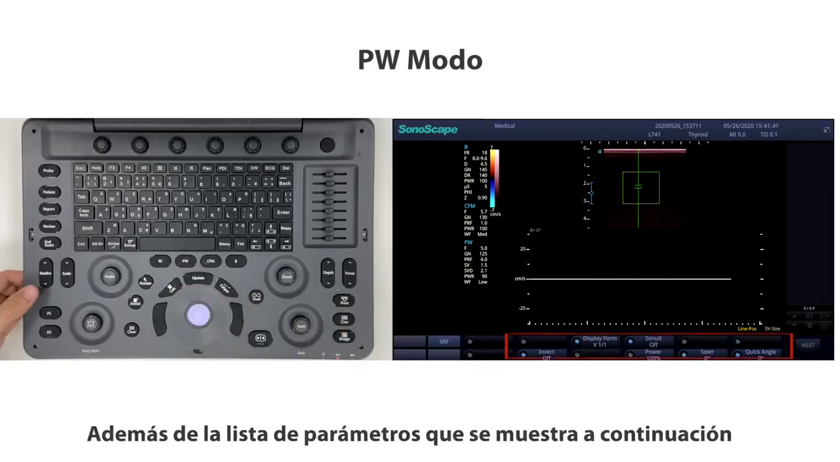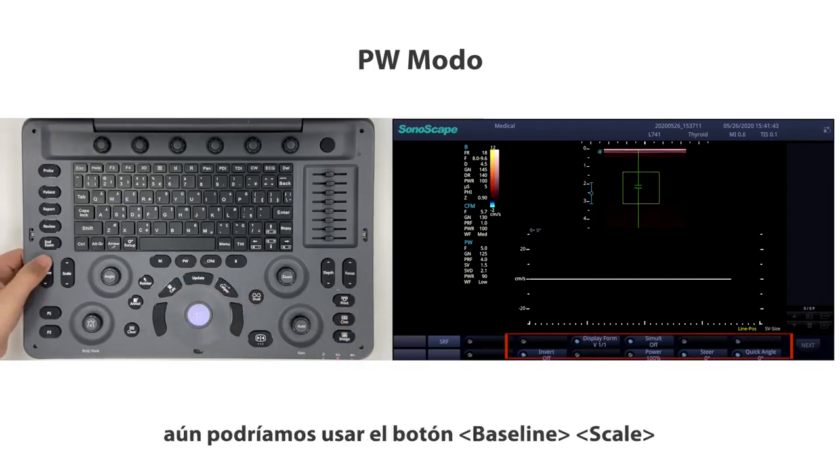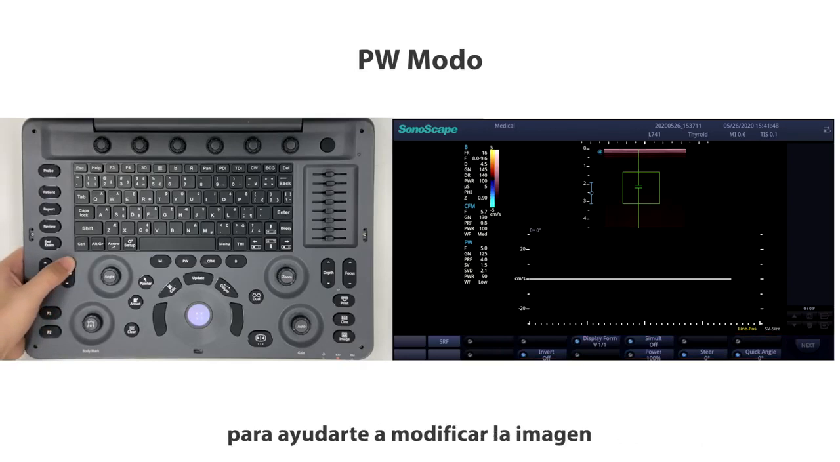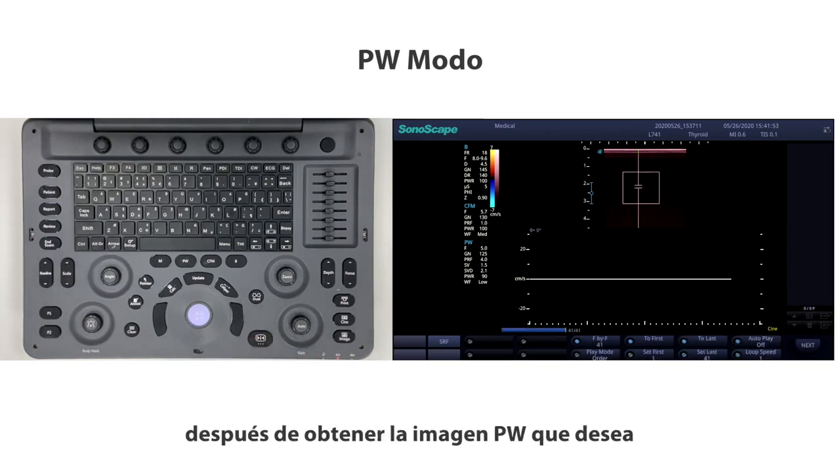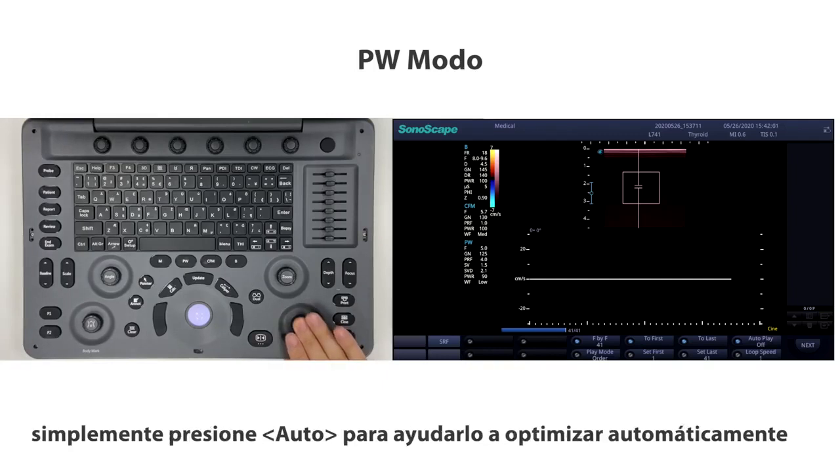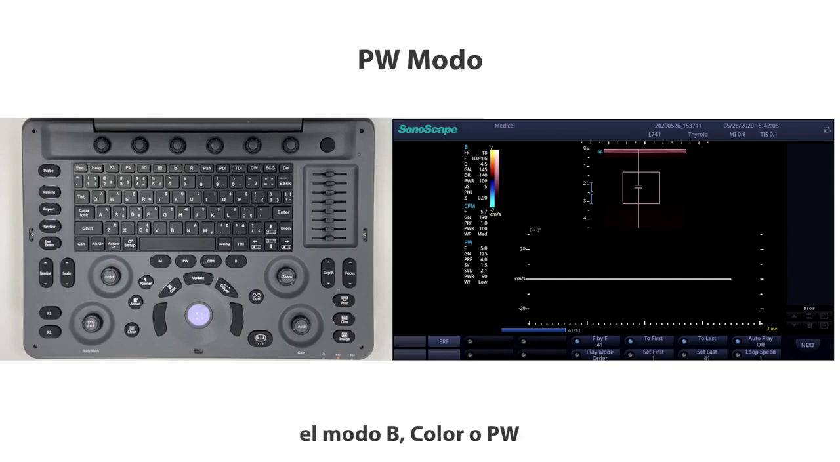Besides the parameters list displayed below, we could still use the Baseline and Scale buttons to help you modify the image. Don't forget to freeze after you get the PW image you want. If you want to modify your image more easily, just press Auto to help you automatically optimize the B, color, and PW mode. It saves your time for the comprehensive parameter adjustment.